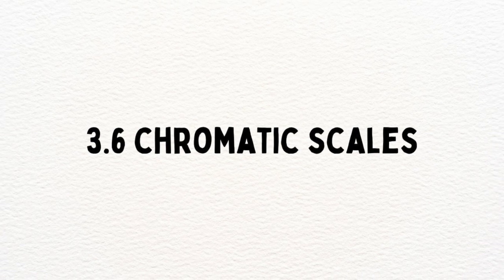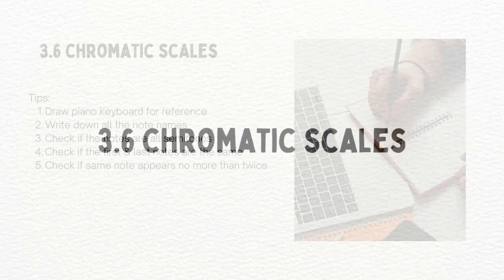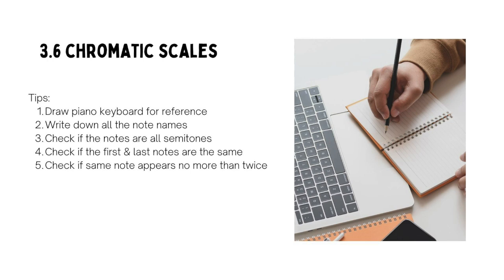And next, 3.6 chromatic scale. Here are some answering tips. You can draw a piano keyboard on a draft paper for your reference. Write down all the note names that's given. Check if the notes are all semitones. Check if the first and last notes are the same. Check if the same note appears no more than twice.